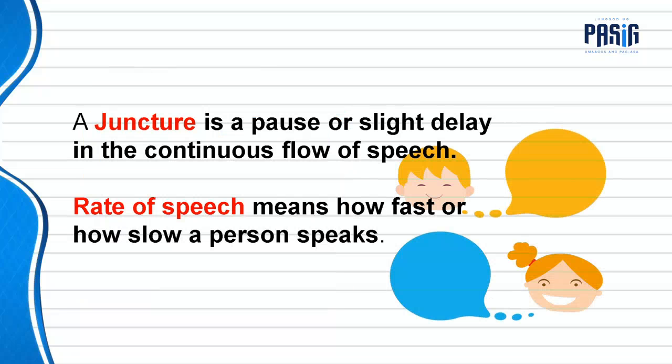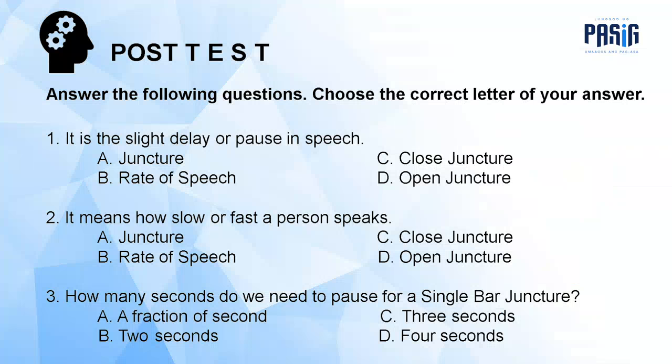To wrap everything up that we have talked about in this lesson, always remember that juncture is a pause or slight delay in the continuous flow of speech, while rate of speech means how fast or how slow a person speaks. Now that we are done with the lesson, read and answer the following questions per your post-test. Choose the correct letter of your answer.